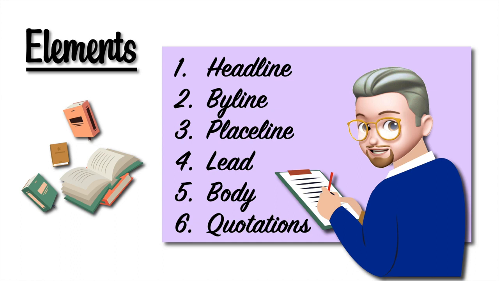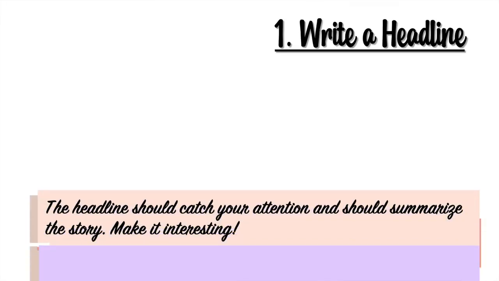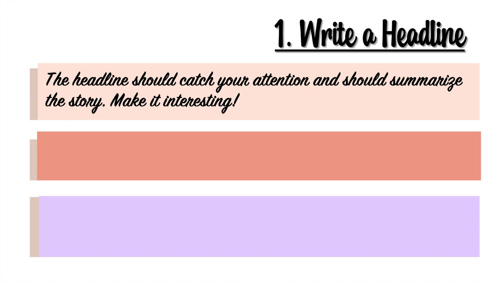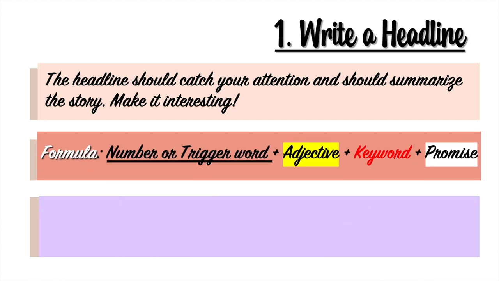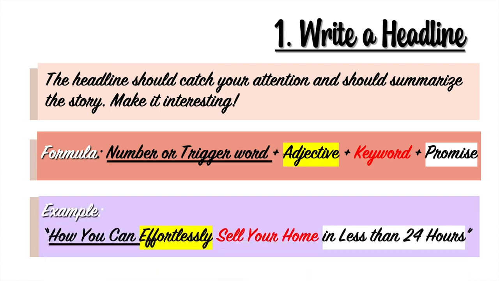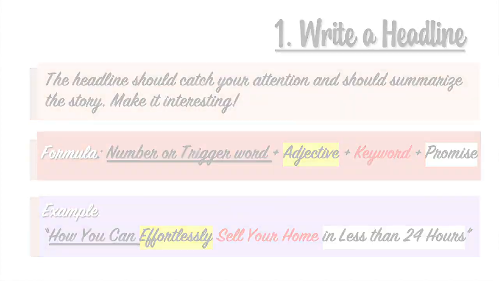Number 1, the headline. Number 2, the byline. Number 3, the placeline. Number 4, the lead. Number 5, the body. And number 6, quotations. So about writing a headline. The headline should catch your attention and should summarize the story. Make it interesting. There is a formula we can use. Number or trigger word, plus adjective, plus keyword, plus promise. And this is your example: How you can effortlessly sell your home in less than 24 hours.